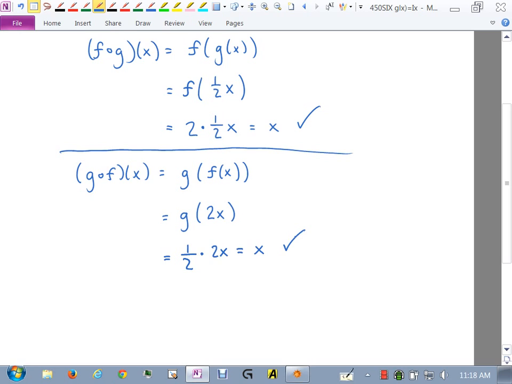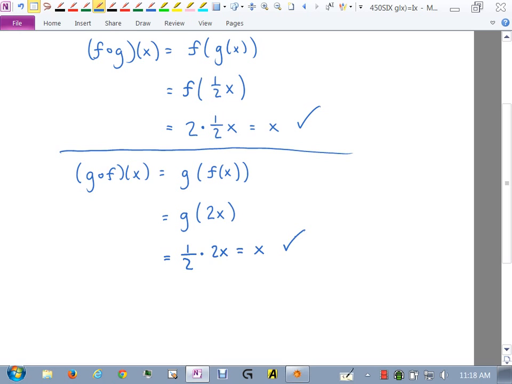But like I said, this is about today. If you have two functions that when you put them together, f of g, you get x, and when you put them together, g of f the other way, you get x, those functions are very much connected to each other. They're what we call inverse functions.